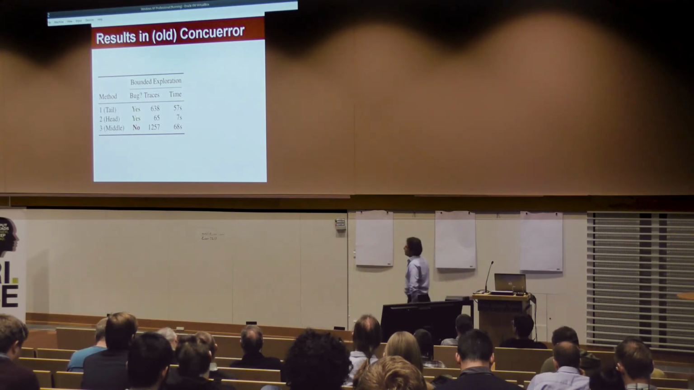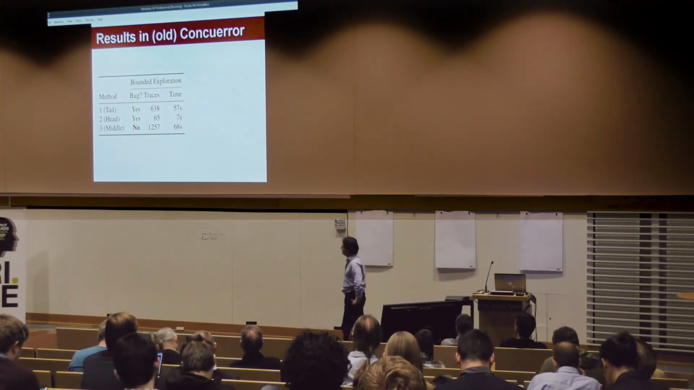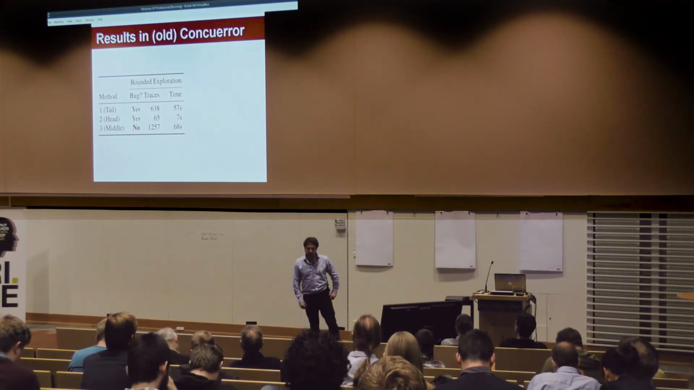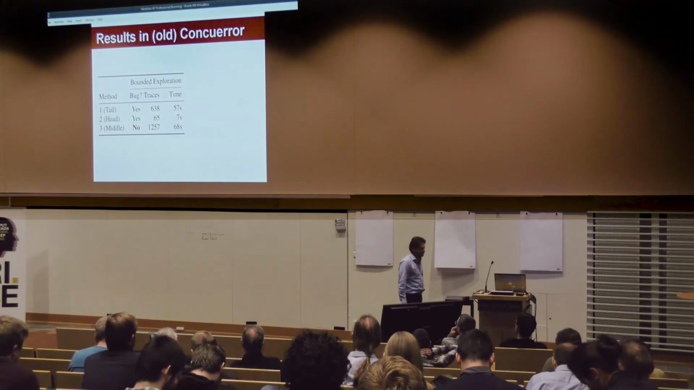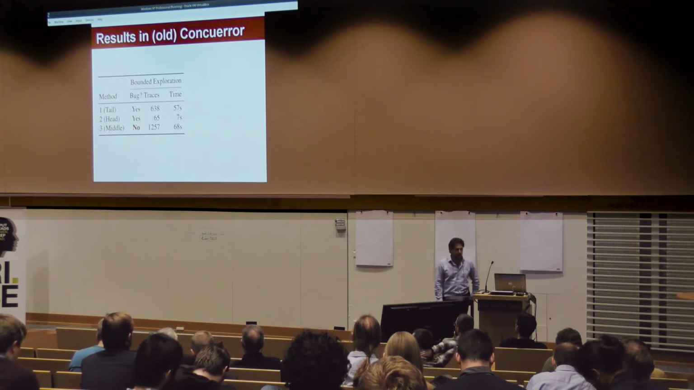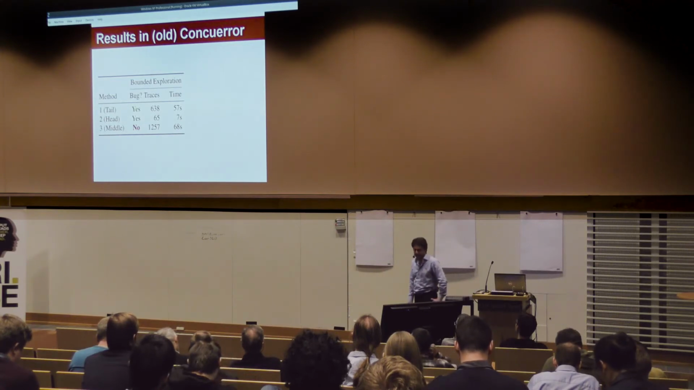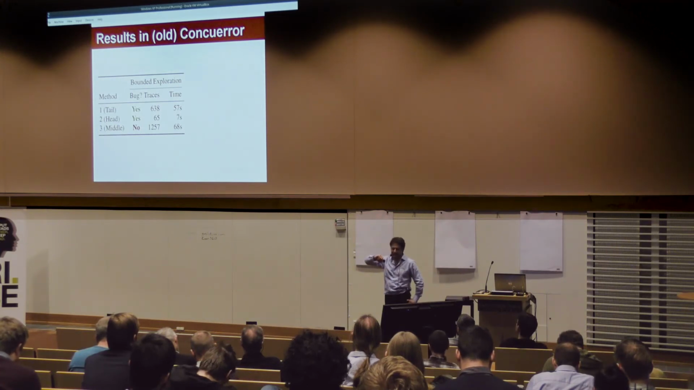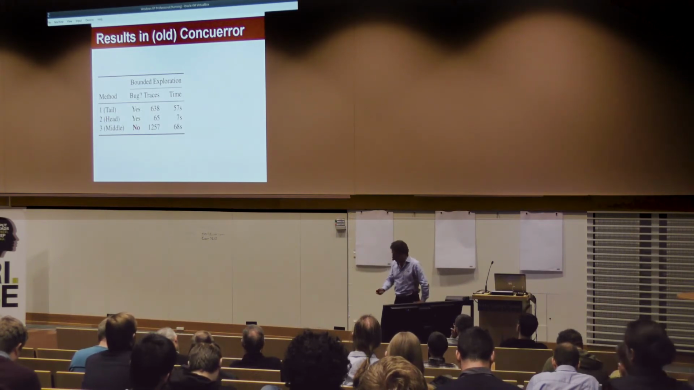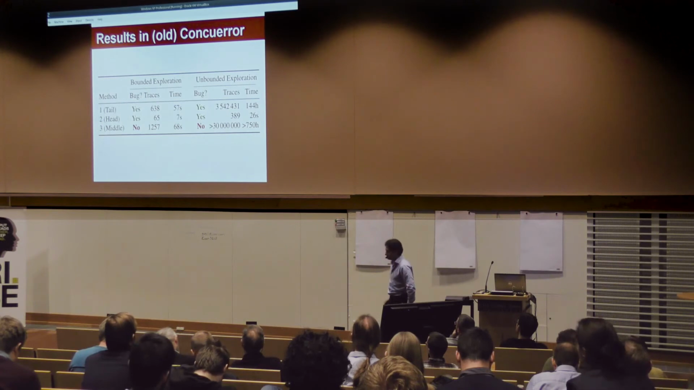Now, with the middle, adding the new server at the middle, it explores 1,200 and change traces and stops in a bit more than a minute. But that tells you nothing. It just tells you that in those traces there is no problem. But for testing, finding a bug is easy. Verifying it is very hard. So you need to go to unbounded exploration.